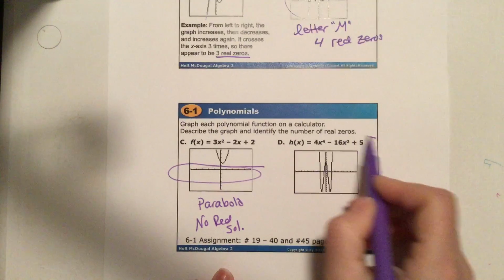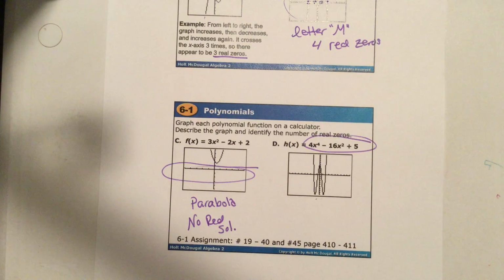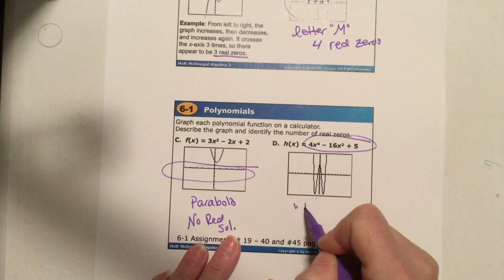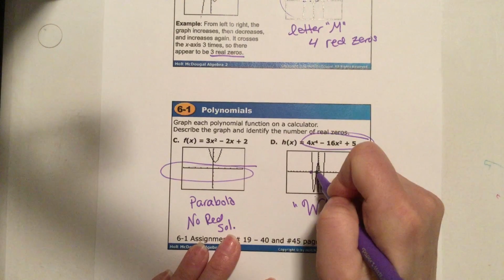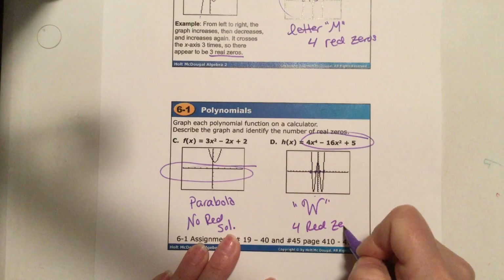Last one. When you graph this polynomial on a graphing calculator or Desmos, your graph will look like this. If you're describing it, you could say decreasing, increasing, decreasing, increasing, or you could simply say, hey, this thing looks like a W. How many real zeros? 1, 2, 3, 4. It has 4 real zeros.